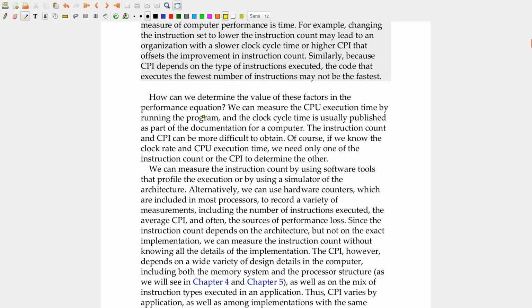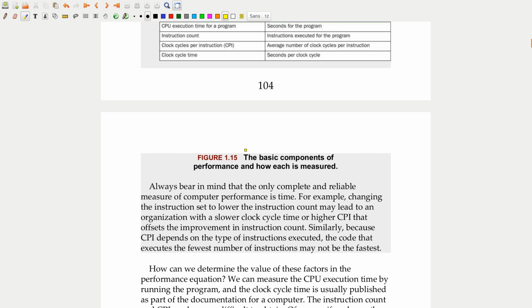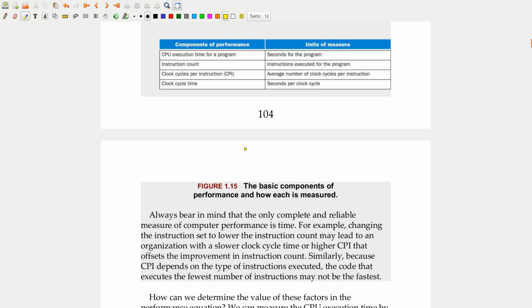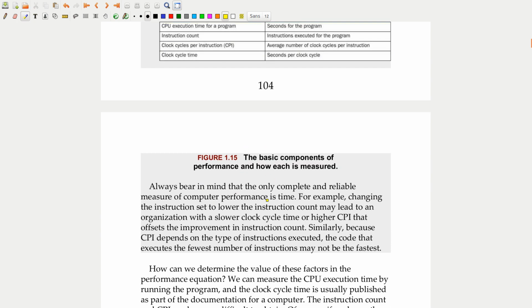Okay. So let's see. Here we just have a table basically defining each of these things. Again, they really like to define every single one of these terms over and over. I guess it's good practice. They want you to get it in your head.